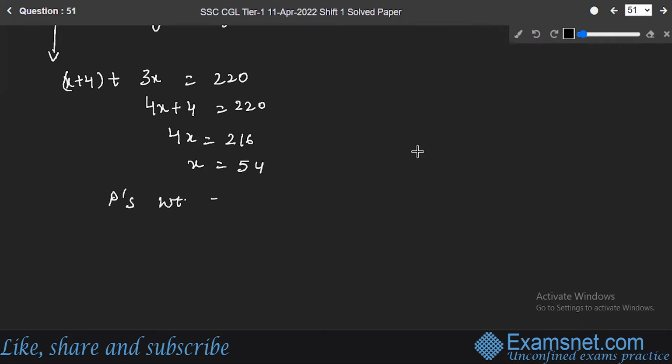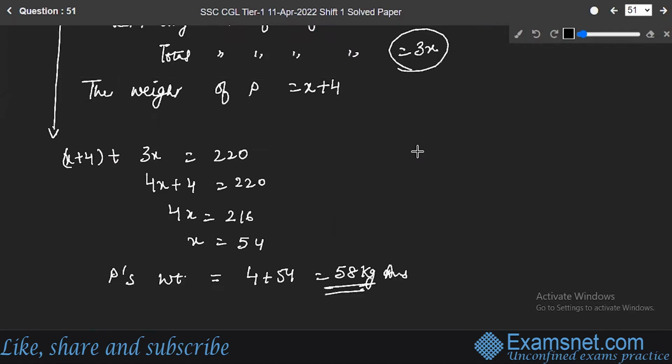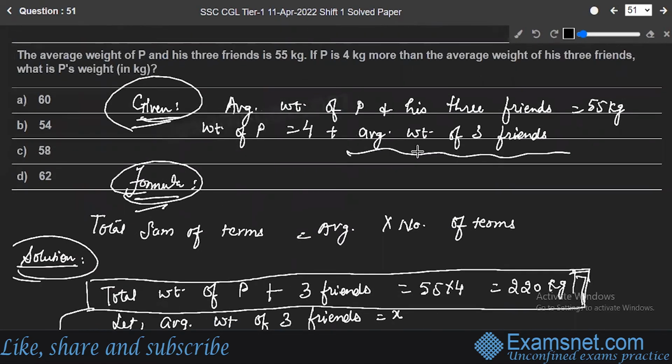So what is P's weight right now? It's 4 plus x, that's 4 plus 54, that is equal to 58 kg. This is your answer. Let's check the options. Option C is the correct answer for this question. I hope you're clear here. Let's move to the next question.